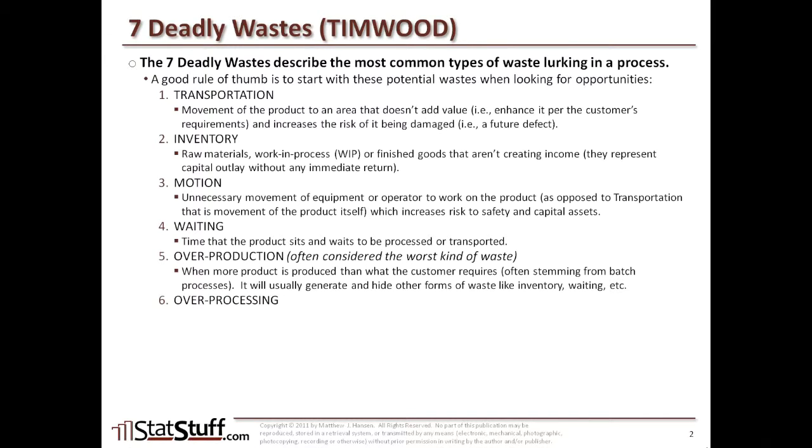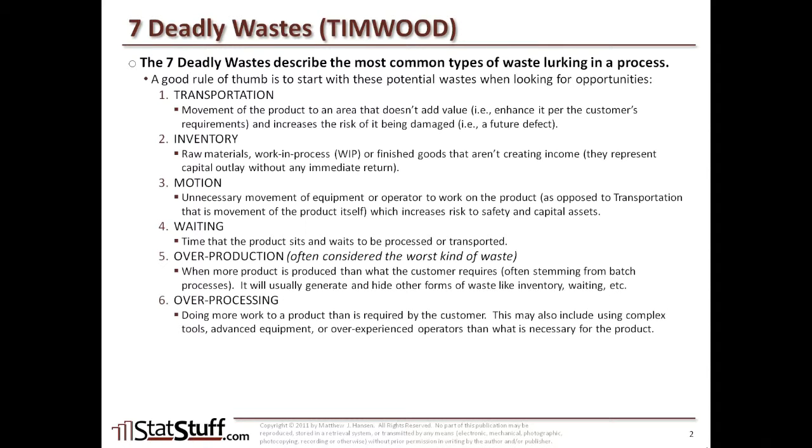Next one would be over-processing, and this is where you're doing too much work to a product than is really required by the customer. This could also include things like using overly complex tools or advanced equipment, or using people who are more experienced than what's really necessary for that particular product.